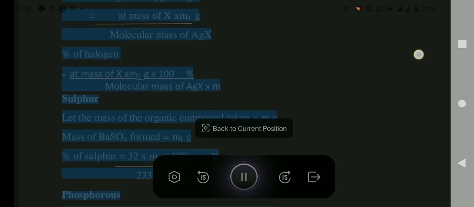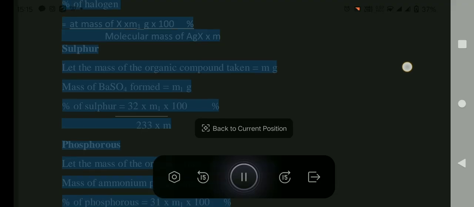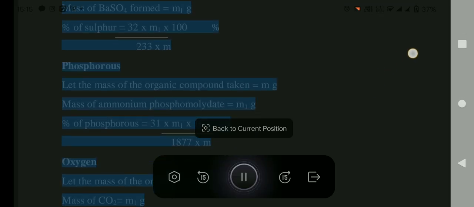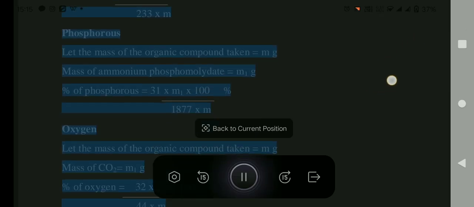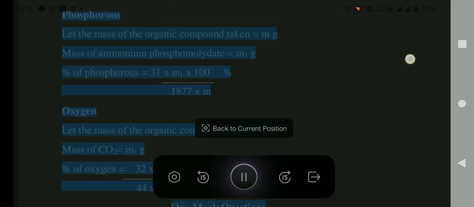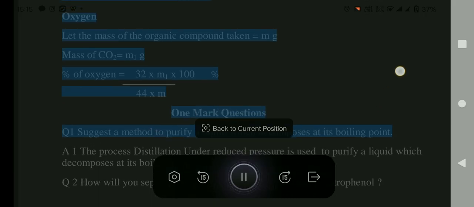Sulfur. Let the mass of the organic compound taken equal m g, mass of BaSO4 formed equal m1 gram. Percent of sulfur equals 32 × m1 × 100% / 233 × m. Phosphorus. Let the mass of the organic compound taken equal m g, mass of ammonium phosphomolybdate equal m1 gram. Percent of phosphorus equals 31 × m1 × 100% / 1877 × m. Oxygen. Let the mass of the organic compound taken equal m g, mass of CO2 equal m1 gram. Percent of oxygen equals 32 × m1 × 100% / 44 × m.